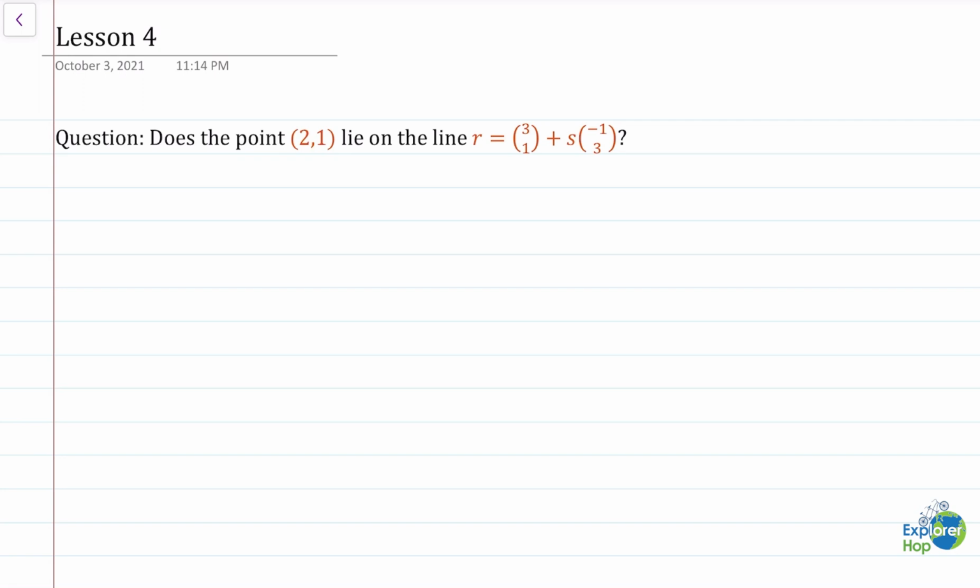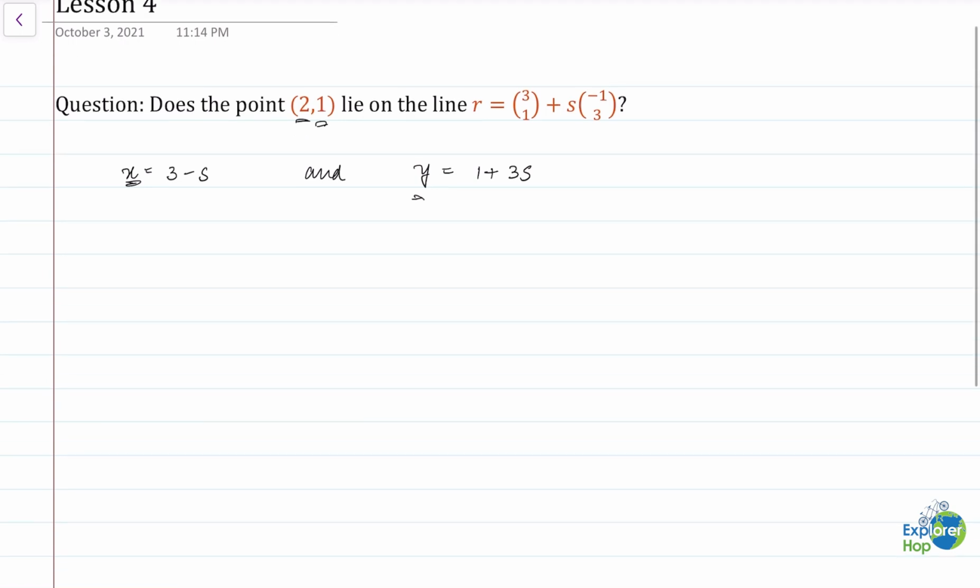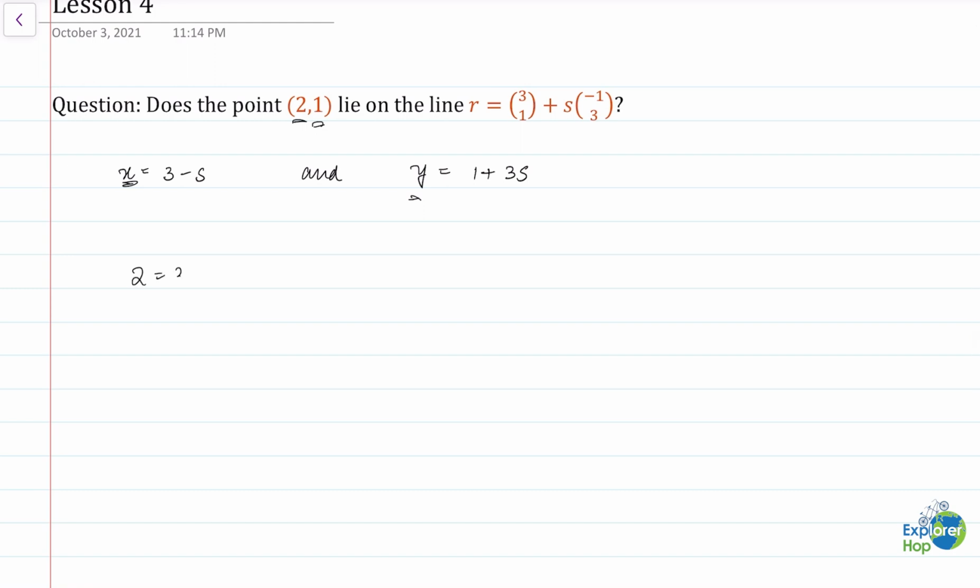So we will be writing x to be equal to 3 minus s and y would be equal to 1 plus 3s. Now, we know that for the point to lie on the line, x would be equal to 2 and y would be equal to 1. So we will equate the equations and we will get 2 equal to 3 minus s and 1 equal to 1 plus 3s.